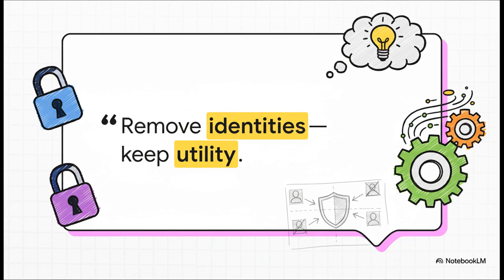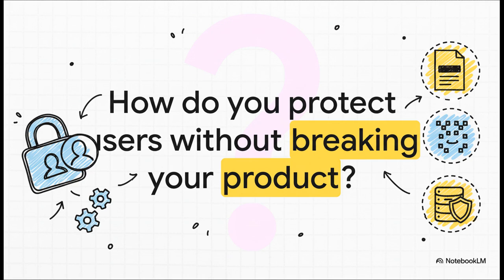The goal is to remove the identities, all that personally identifiable information, or PII, but somehow keep the data useful enough to power your features, your analytics, and especially your AI. That's the tension we're going to unpack. And that really brings us to the big question for every single developer, product manager, and builder out there. How do you do it? How do you protect people without completely crippling your own product?